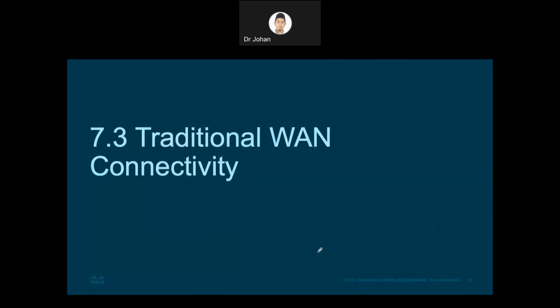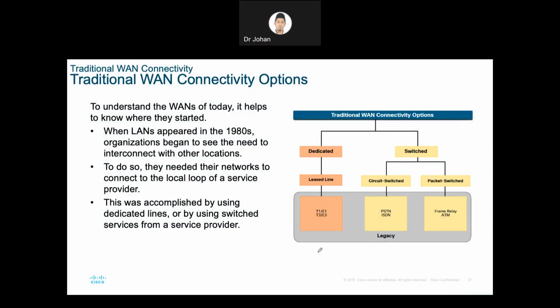Traditional WAN connectivity options. To understand the WAN of today, it helps to know where they started. When LANs appeared in the 1980s, organizations began to see the need to interconnect with other locations. To do so, they needed their networks to connect to the local loop of a service provider. This was accomplished by using dedicated lines or by using switched services from a service provider.